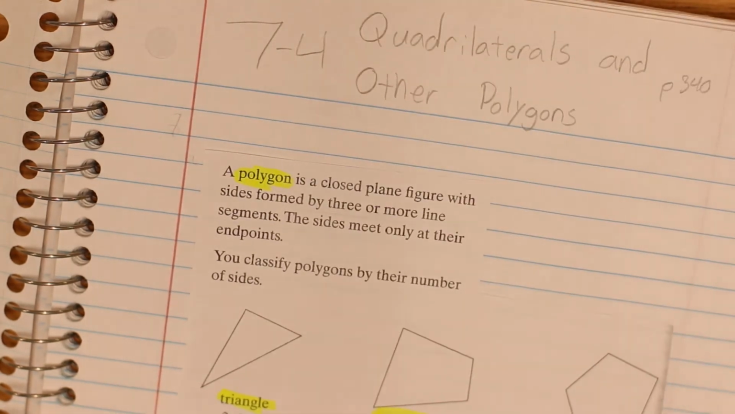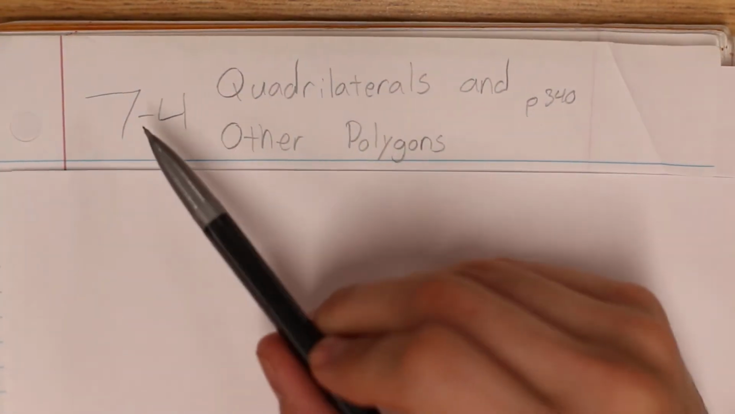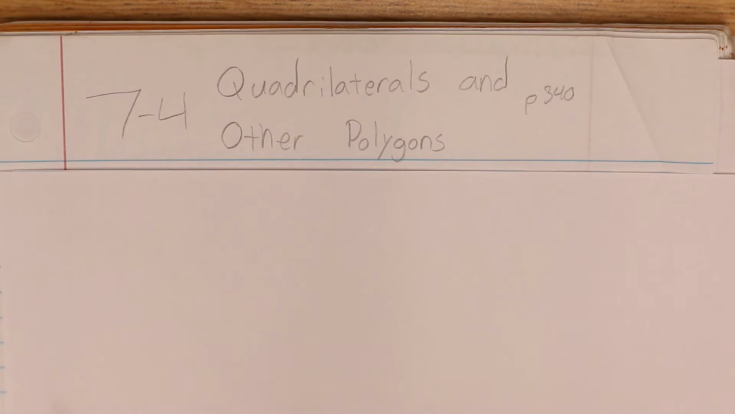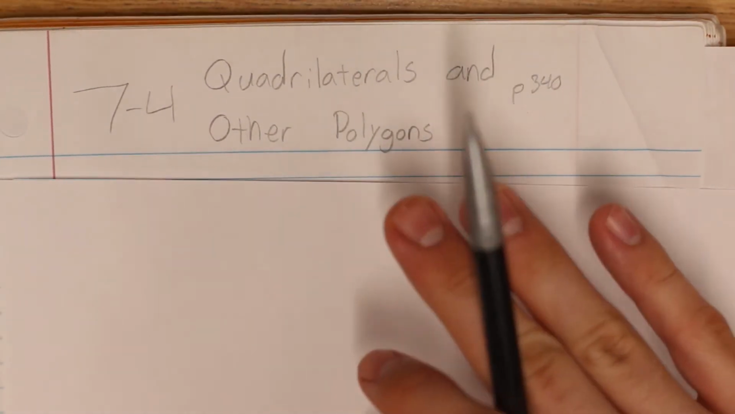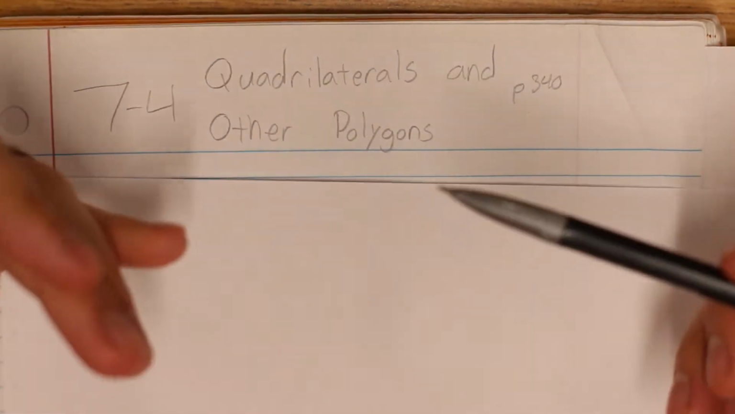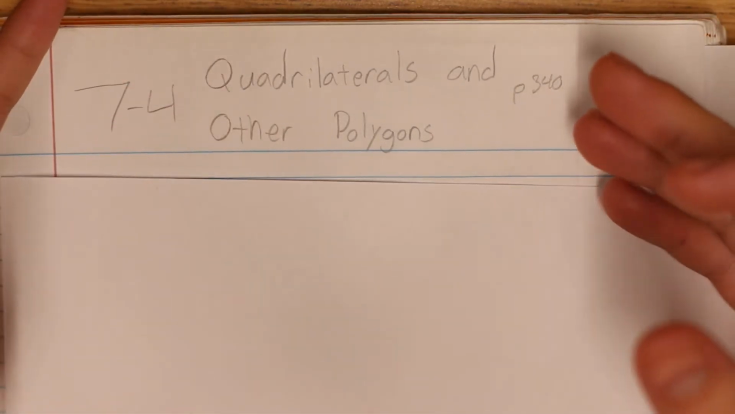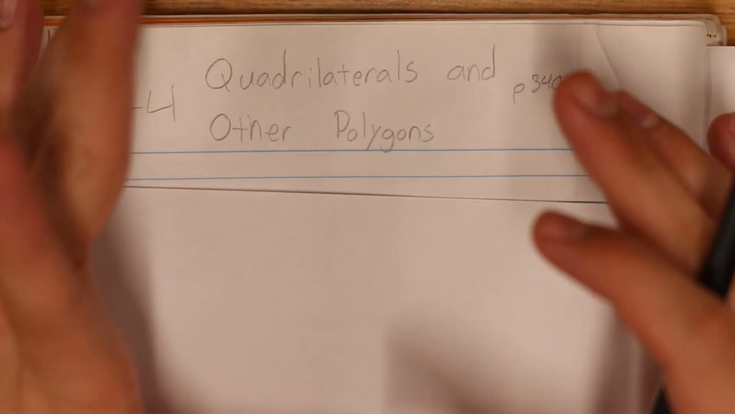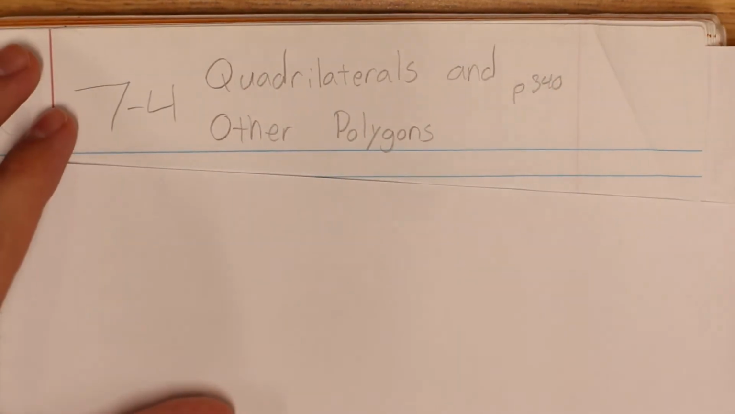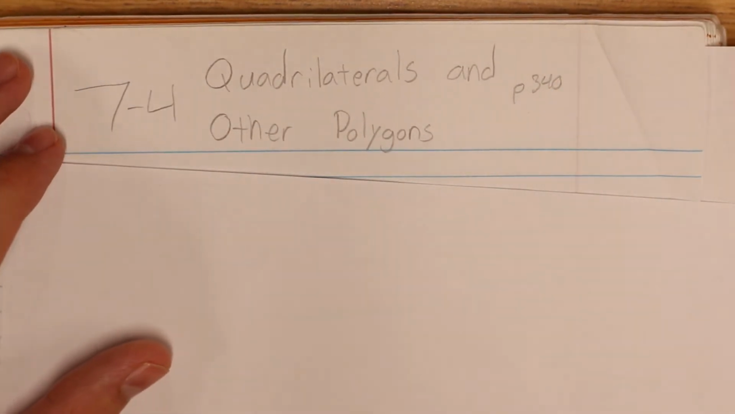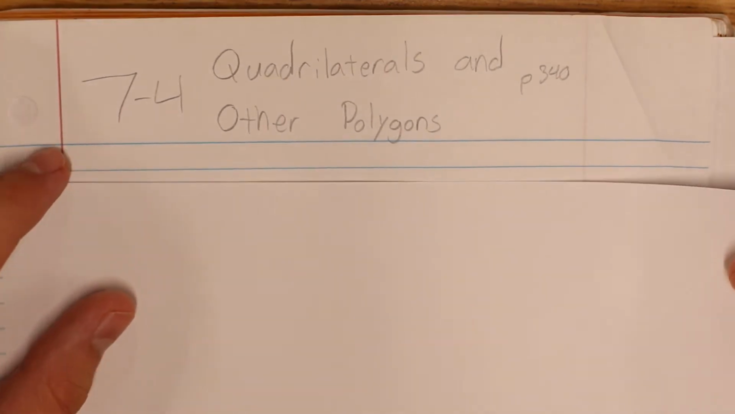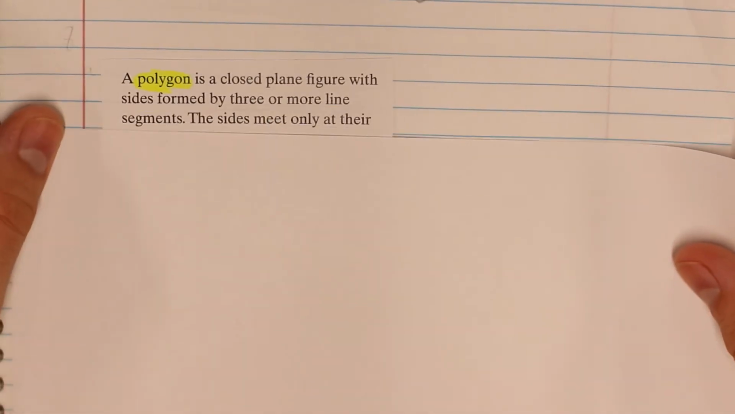And the next thing we're going to take a look at is something called quadrilaterals and other polygons. So, section 7.4, quadrilaterals and other polygons. Now, quadrilateral is referring to a four-sided shape, while polygon just refers to shapes. A polygon is any-sided shape. So if it's 3 sides, 4 sides, 5 sides, 6 sides, 100 sides, it's a polygon. All right.